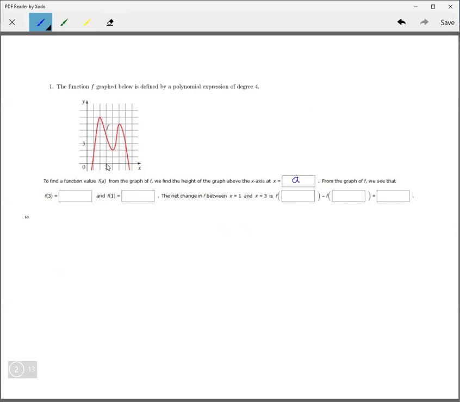Okay, so if a is 3, for example, we're going to see f of 3. So here we have 3. We look and see the point on the graph, and this is a 4, right? So that means that's 4.